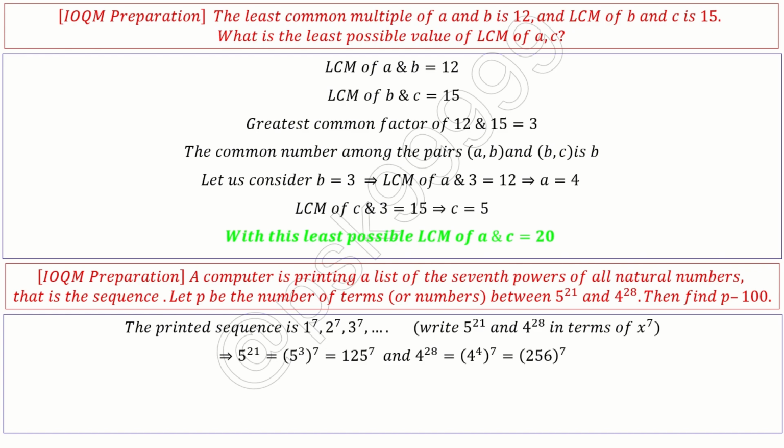Now P is the number of terms between these. So how many terms are between 125 and 256? That is nothing but 256 minus 125 plus 1, that is 130. So P is 130. P minus 100 is 30. Hope you understand this. Next.